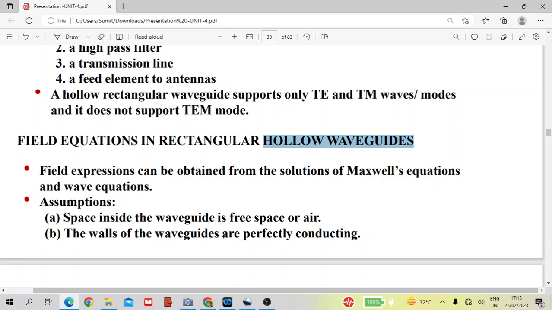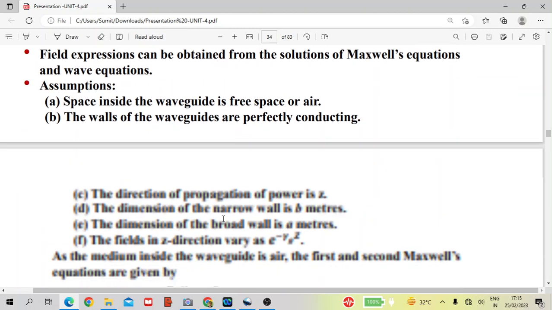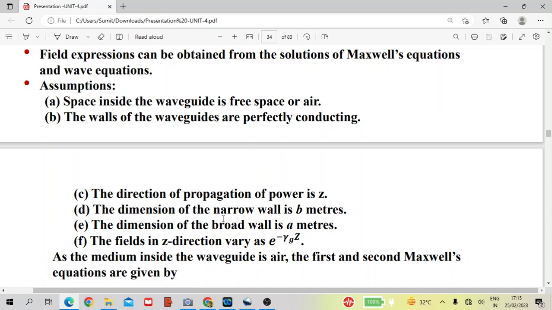The walls of the waveguide are perfect conductors, and the direction of propagation is along Z. The dimension of the narrow wall is B. Suppose this is a rectangular waveguide, then this dimension is A and this one will be B.